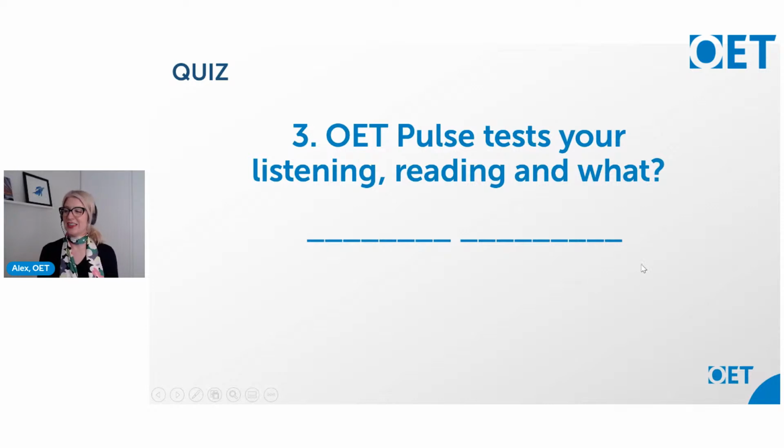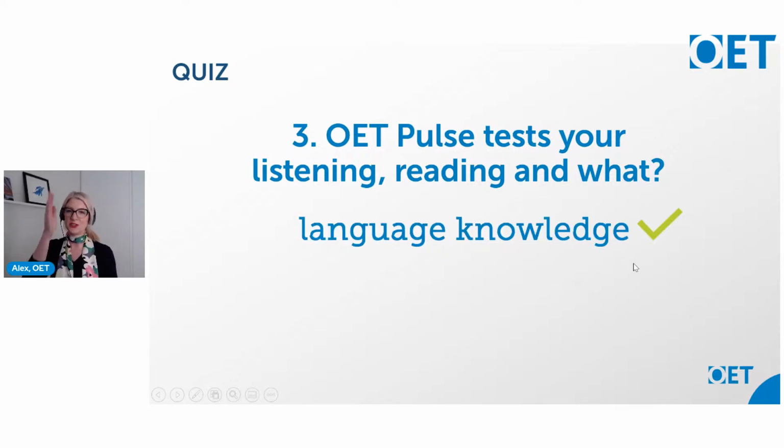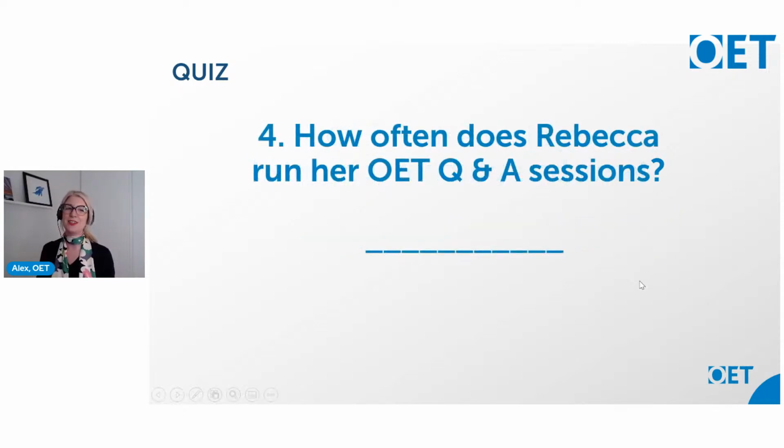I'm not sure if we're going to get this one. Language knowledge. So those 3 scores that you get are listening, reading, and language knowledge. Amira, pretty close. Language overall. Yep. Okay, number 4. How often does Rebecca run her Q and A sessions?